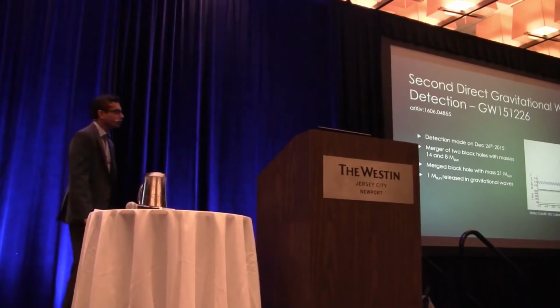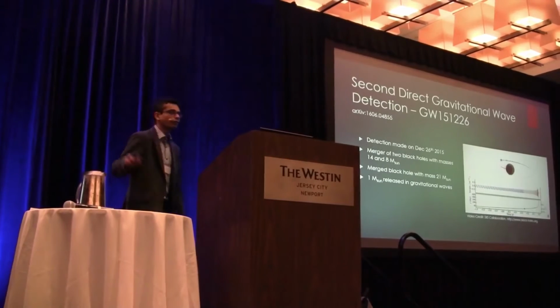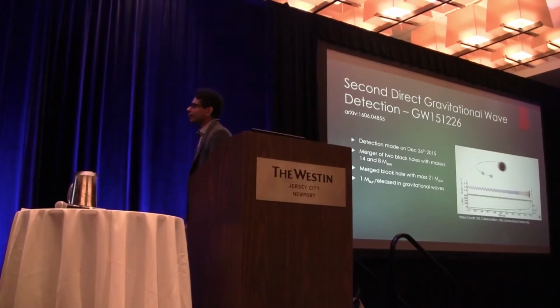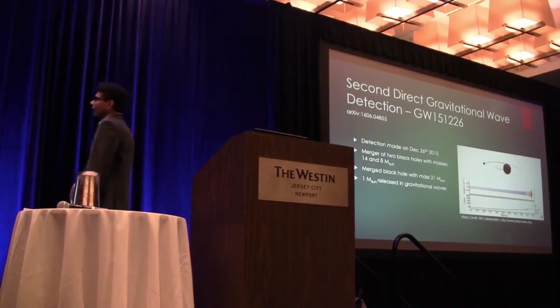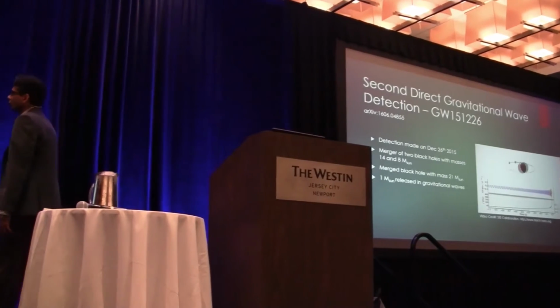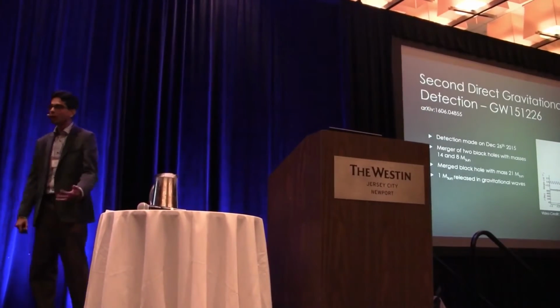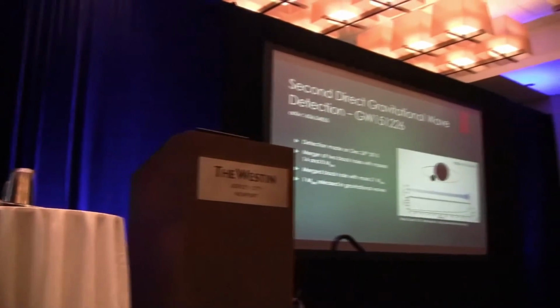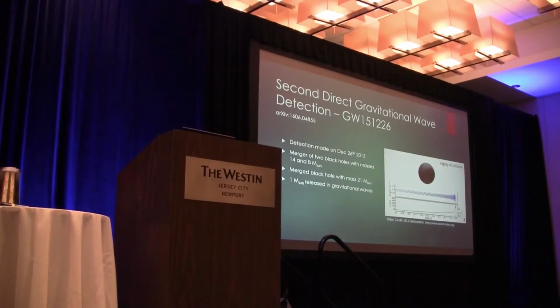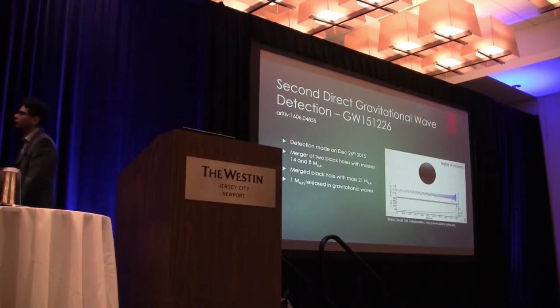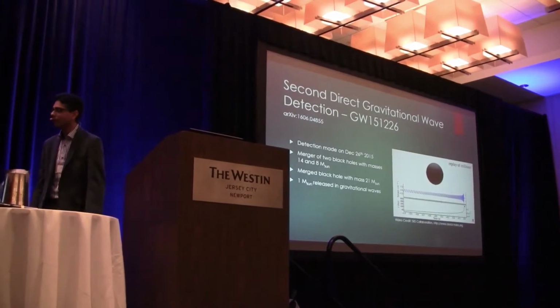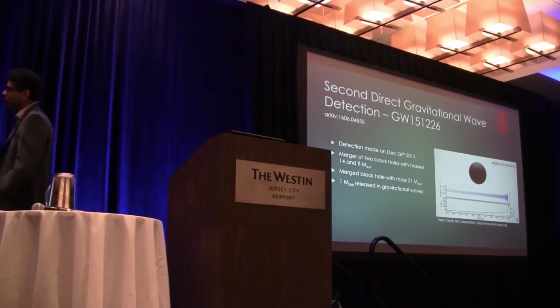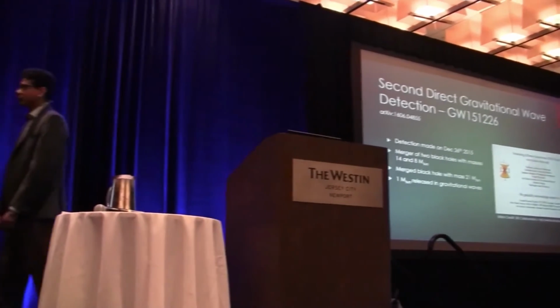But thankfully, just a few weeks back, LIGO announced the discovery of a second gravitational wave, which was detected on Boxing Day. It was produced as a result of a merger of two black holes with a lot smaller masses. So this time, one of the black holes had a mass of about 8 solar masses, the other one had a mass of around 14 solar masses. They merged together to produce a black hole with a mass of about 21 solar masses, and it resulted in a release of 1 solar mass of energy in gravitational waves.